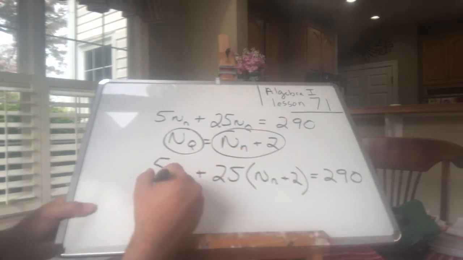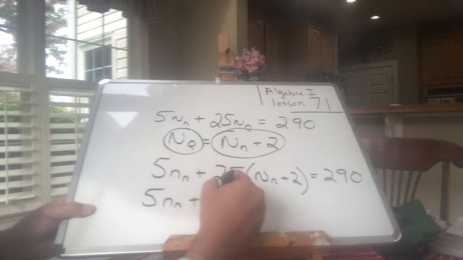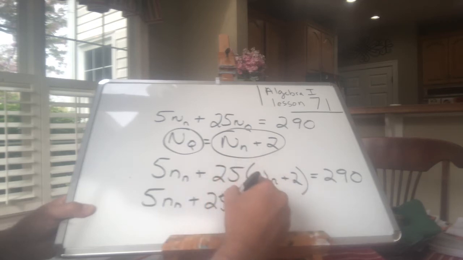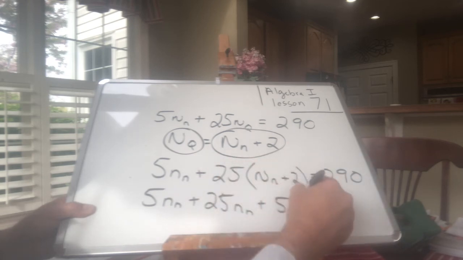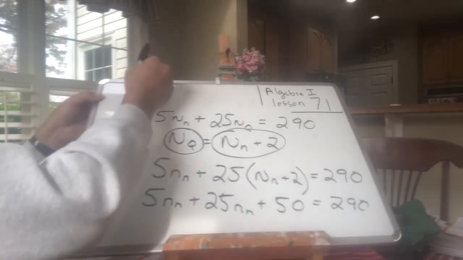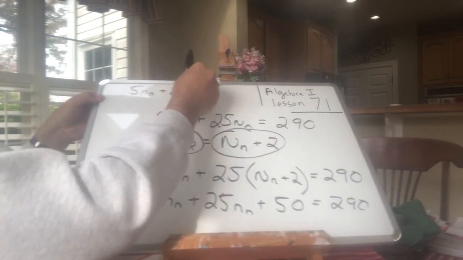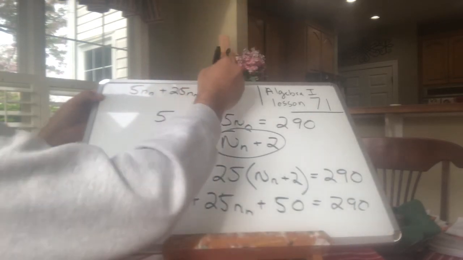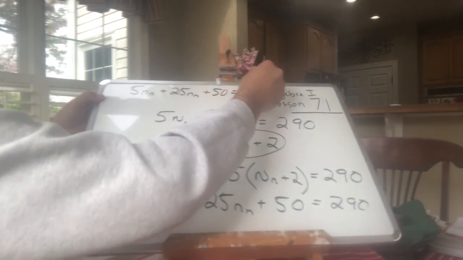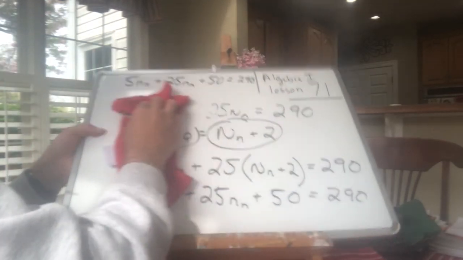I'm going to finish off with 5 times the number of nickels plus 25 number of nickels plus 50 equals 290. Okay, I'm going to rewrite this up here. So I'm going to erase this. My dry erase board is small and I need to make more room.